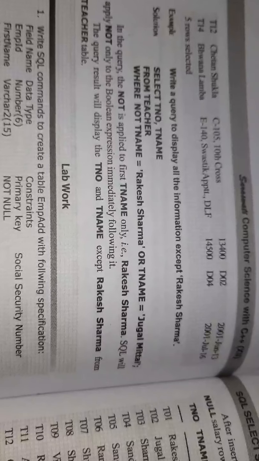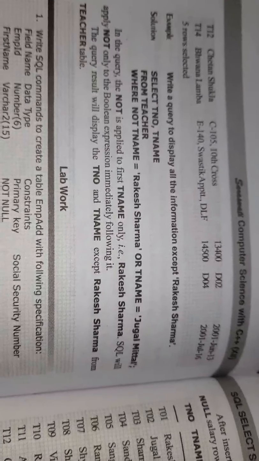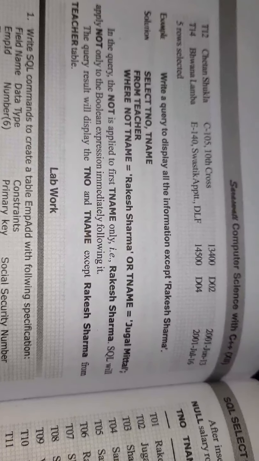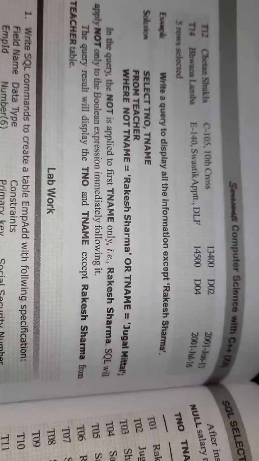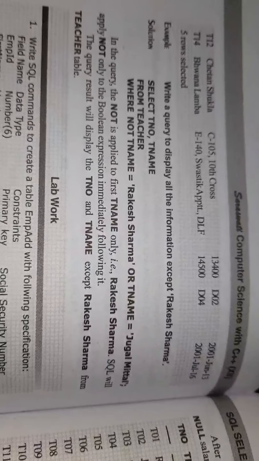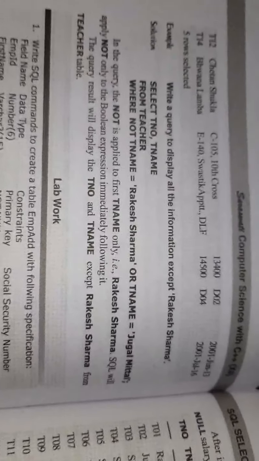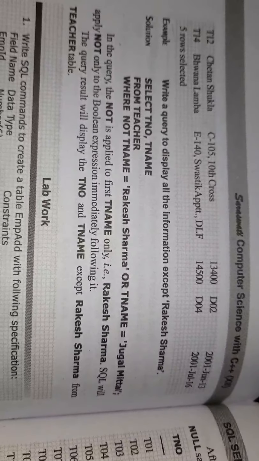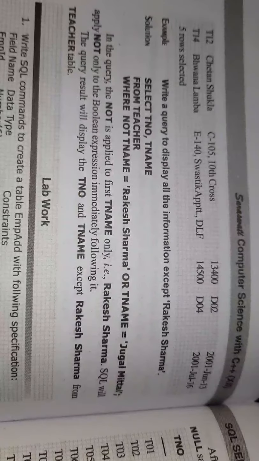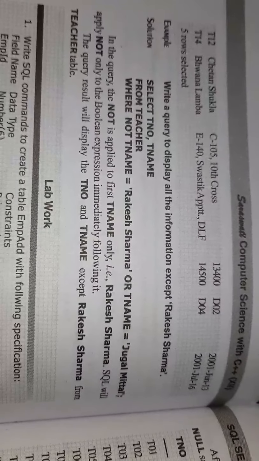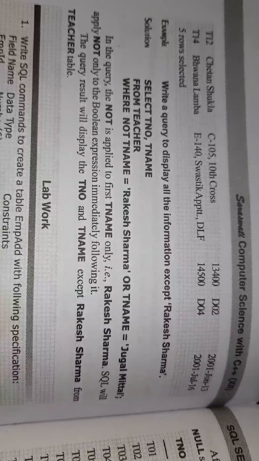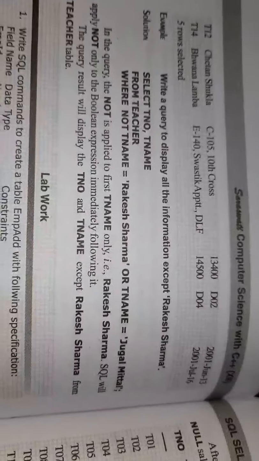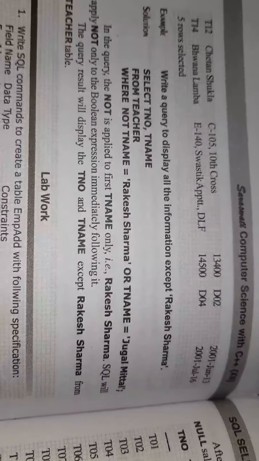This query question is actually wrong, because the question is asking to display all the information. But here, there are some typing mistakes in the textbook, so you have to be careful. Here it is written select T number, T name. Now the question should be written as: write the query to display the teacher number, teacher name of all the information from the teachers table except Rakesh Sharma or Jugal Mittal. It should be written like that.